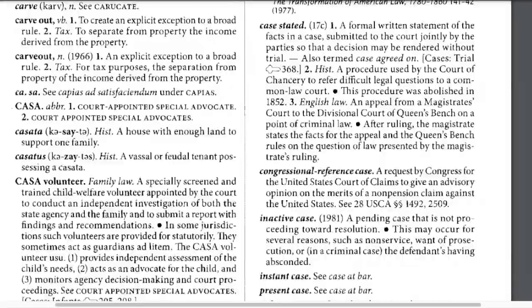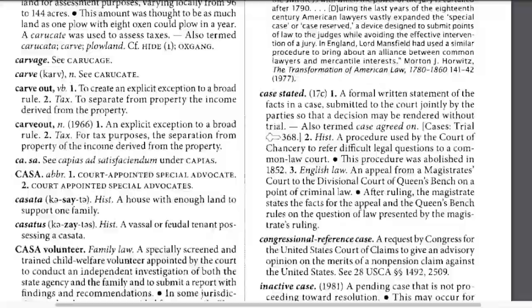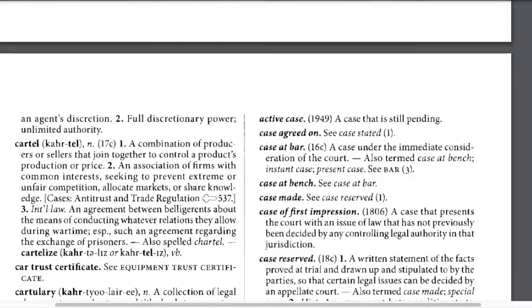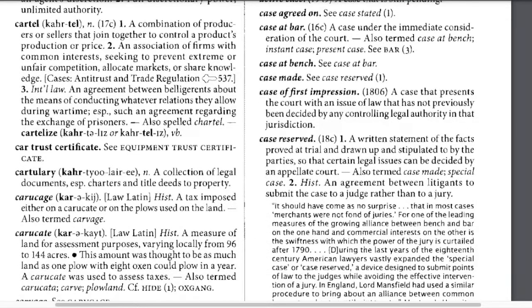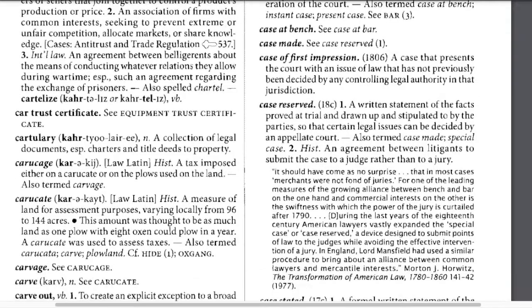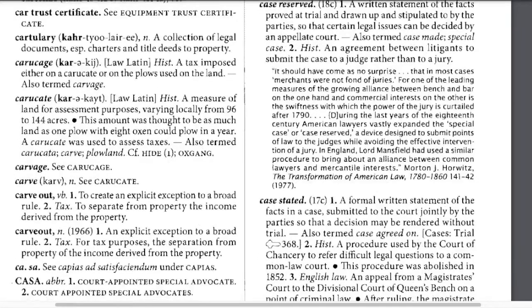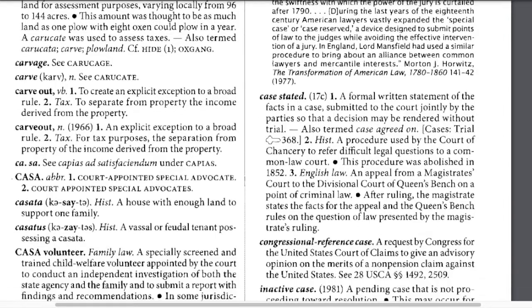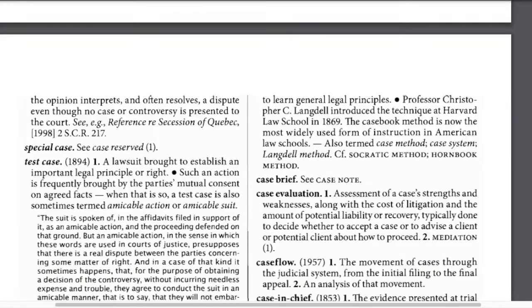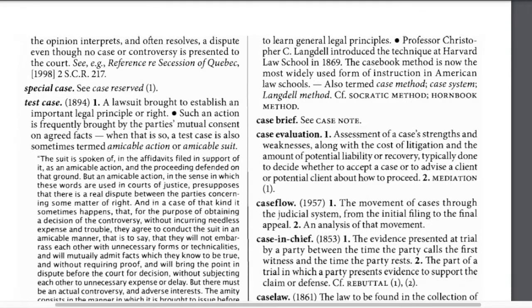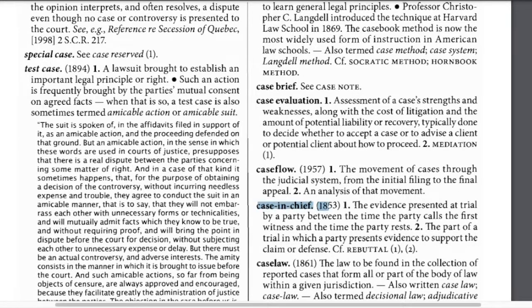Case in chief. Let's see here. Case reserved. Case stated. Active, instant reference, test case. Here is case in chief.